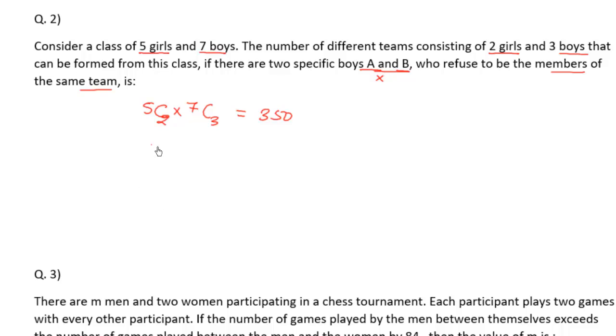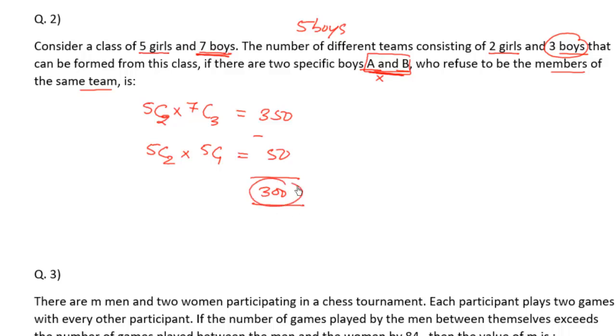So in that case, we have to select 2 girls, that will be 5C2 ways, and assuming that these 2 boys have already been selected and we have to select 3 boys, we have to only select 1 boy out of 5 boys. Why 5 boys? Because these 2 are already a part of the 7 boys. So that can be done in 5C1 ways. This on calculation would be 50. So we have to just deduct this, and that should be our answer. So 300 is our answer for this question.